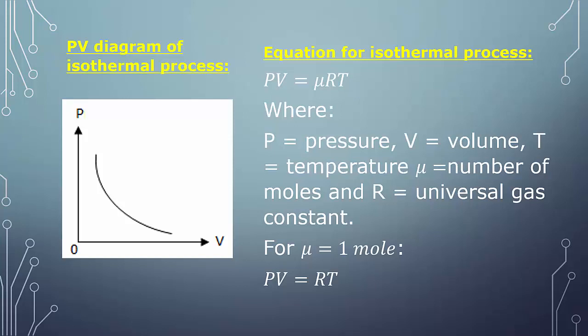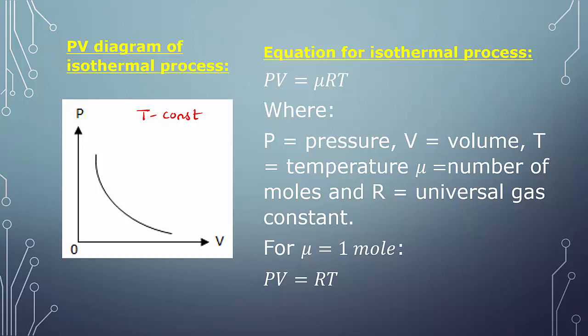Then, the PV diagram of isothermal process. We already know that PV diagram is a graphical representation of two thermodynamic variables, pressure and volume. We know that as volume increases, pressure decreases. This is the graphical PV diagram representation for isothermal process. In isothermal process, temperature is constant. So when volume increases, pressure decreases, or when volume decreases, pressure increases. This is the PV diagram for isothermal process.